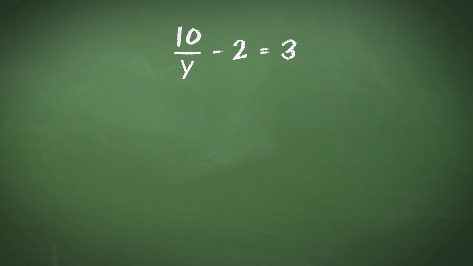Like in the previous video, our first step is to ensure that we have the 10 over y on its own. So we need to add 2 to both sides, because minus 2 plus 2 equals 0, which is nothing. So 10 over y minus 2 plus 2 equals 3 plus 2, which gives us 10 over y equals 5.